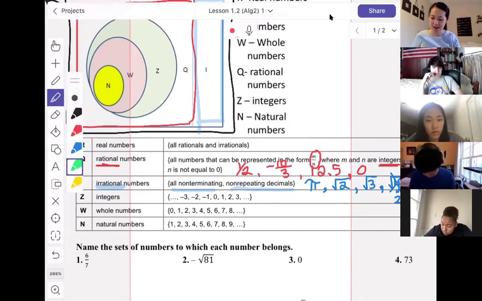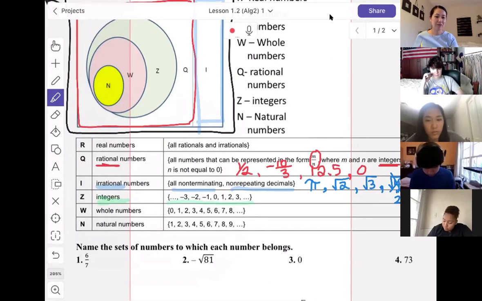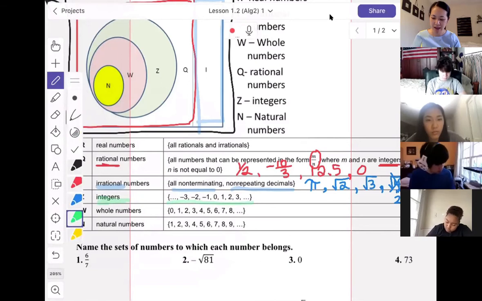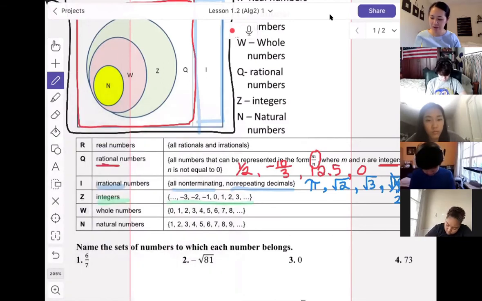Okay, integers. So integers are these numbers right here, like -3, -2, -1, 0, +1, +2, +3. I like to think of it as any number you would tick on a number line. Any number you would draw one of those tick marks for on a number line is an integer.